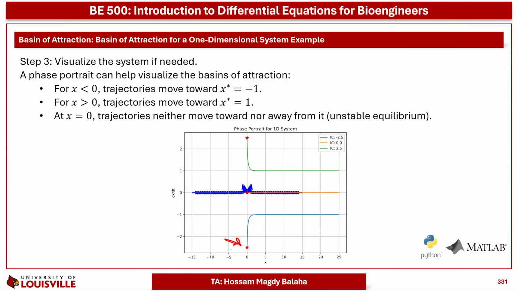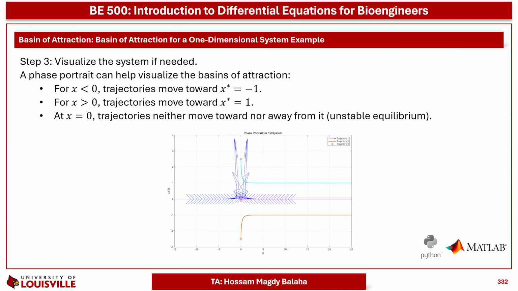As you notice here, let's say we have 3 initial conditions, or 3 points here: -2.5, +2.5, and 0, as you see in the legend here. By increasing time, this one will be attracted to -1, which is here, and this one will be attracted to 1, which is here. And at 0, if you are getting any value around 0 here, the trajectory neither moves toward nor away from it, because it's an unstable equilibrium. If you notice here, the arrows approach and then diverge here and here. This is the output from the Python plot, and this will be the output for the MATLAB plot. Now we will see how to plot both of them using Python and MATLAB.